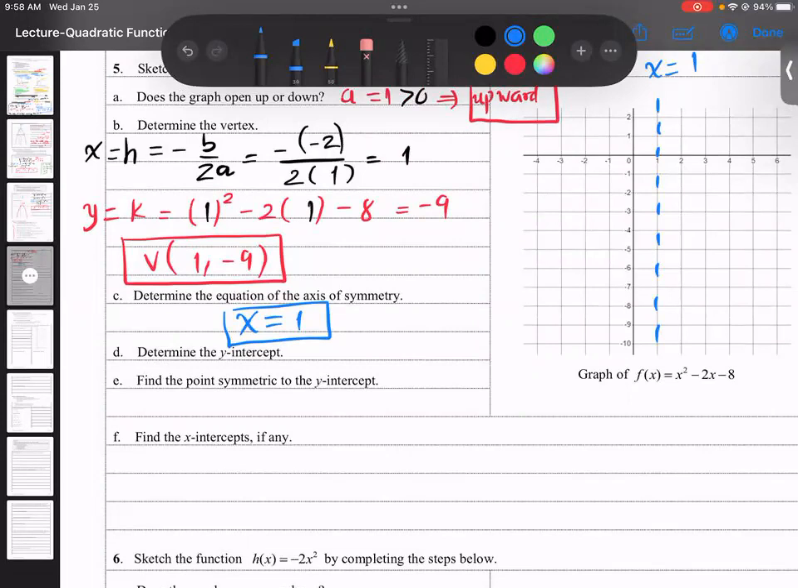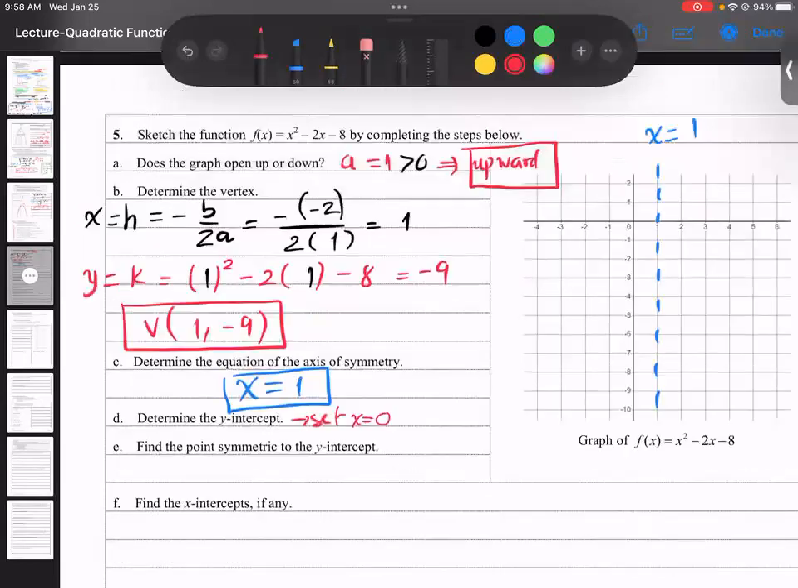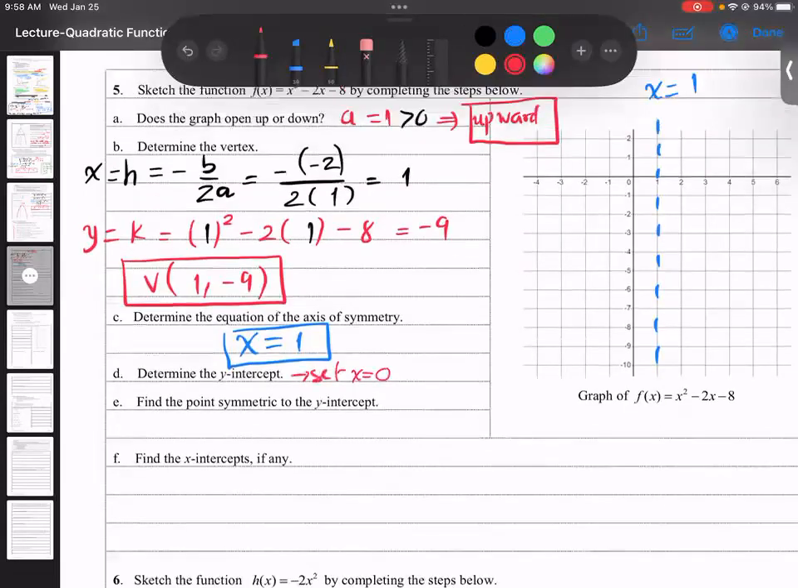Determine the y-intercept. Like I said, you said what? Yeah, you said x equals 0. So when x is 0, y is negative 8. So the y-intercept is 0 comma negative 8.